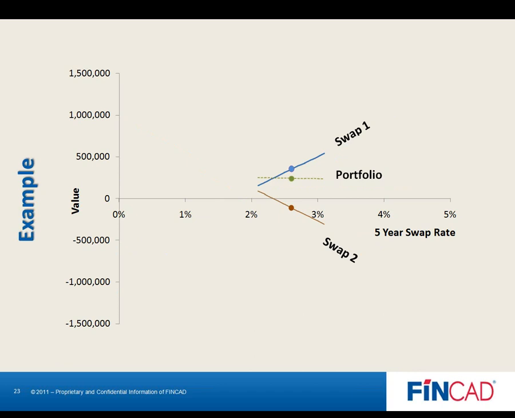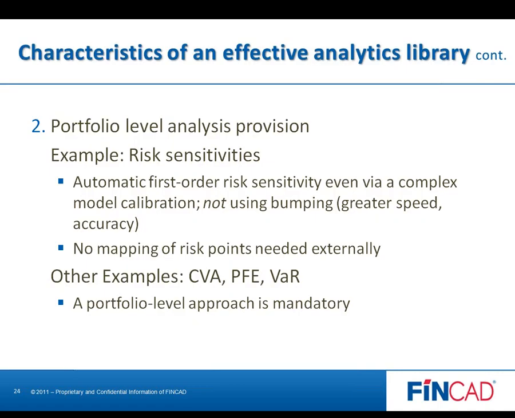A more efficient analytics library would operate at the portfolio level. It would know the relationships between the trades within that portfolio and automatically be aware of which market data they were exposed to. For example, swap 1 and swap 2 both depend on the 5-year swap rate and not much on anything else. The library would be able to calculate that sensitivity analytically, since it knows all the mathematical operations involved in pricing. In other words, it would be able to calculate the slopes on this chart using calculus, rather than by finite difference or bumping, and without the user having to specify which risk factors to bump.